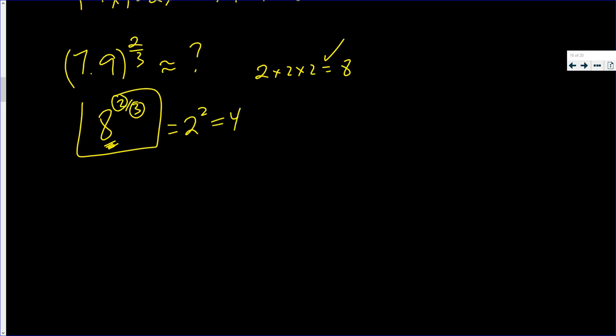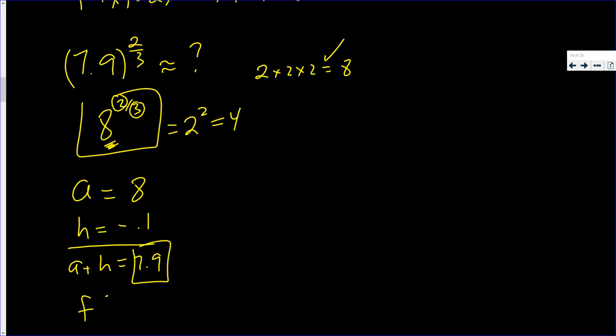So I'm going to let a be 8 and h be such that a plus h is equal to 7.9. Again, h is going to be negative 0.1. Okay, now what am I doing to the 7.9? That's what defines what x is. Oh, I'm raising it to the 2/3. So I'm going to take x and raise it to the 2/3.